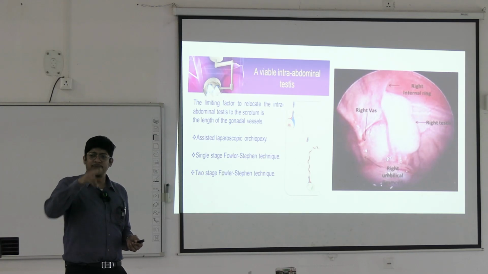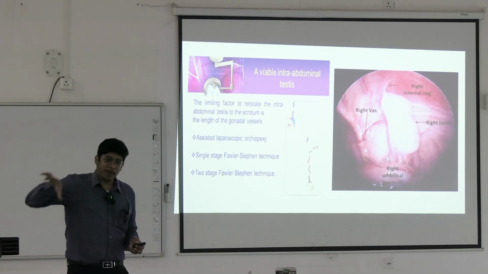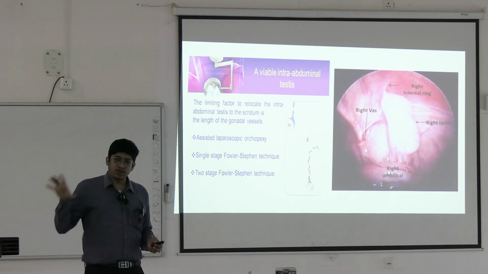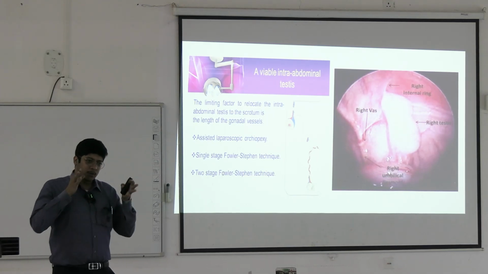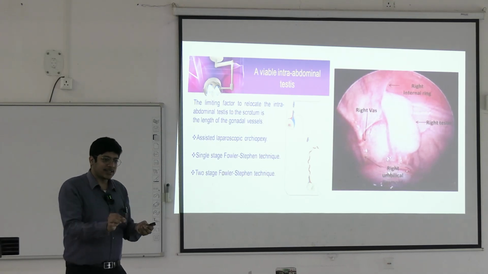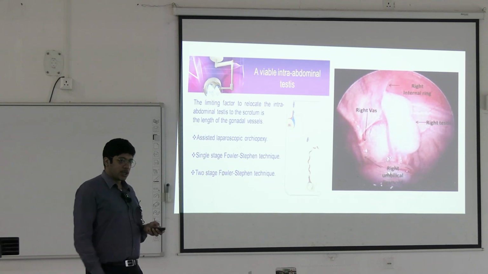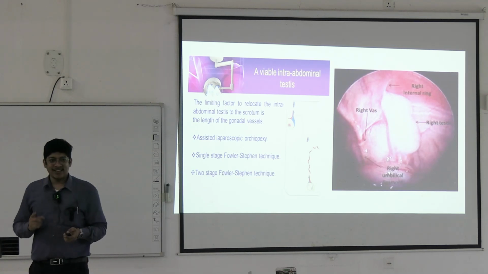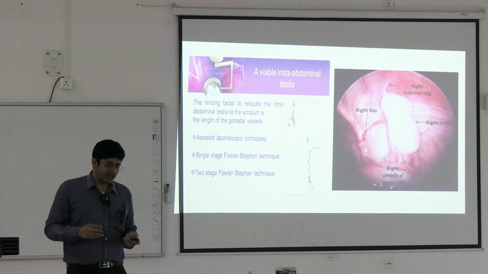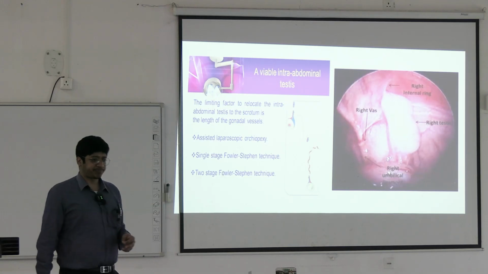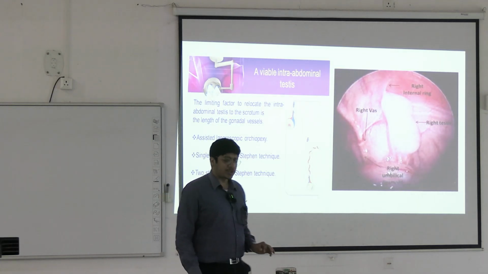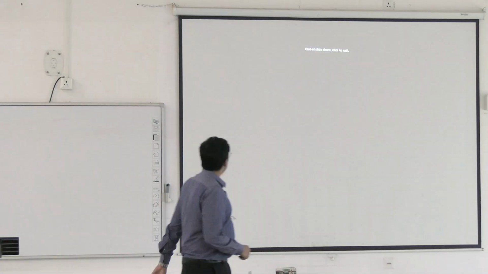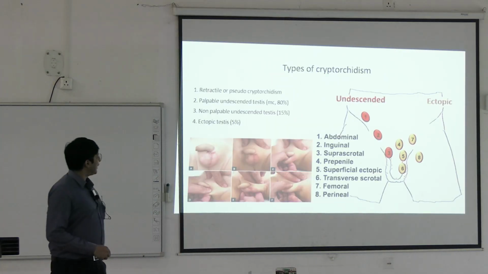So, once we clip the testicular artery, these supplies eventually start to supply more blood to the testis, and say after 6 months we go back in again, release the testis and put it back to its normal position. So, it can be a one-stage process, it can be a two-stage process. The two-stage process is called the Stephen Fowler technique.